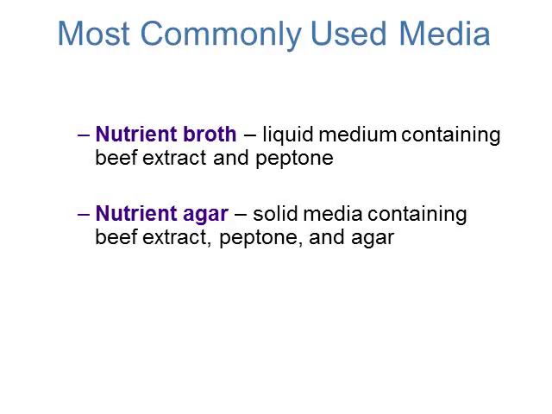So commonly used media, I mentioned nutrient agar. We also have nutrient broth. Nutrient broth is just a liquid media. It contains beef extract and peptone, so it has protein in it. The cells use that protein to grow. Nutrient agar is solid or semi-solid media. So it has beef extract, it has the peptone, and then it has agar as well.